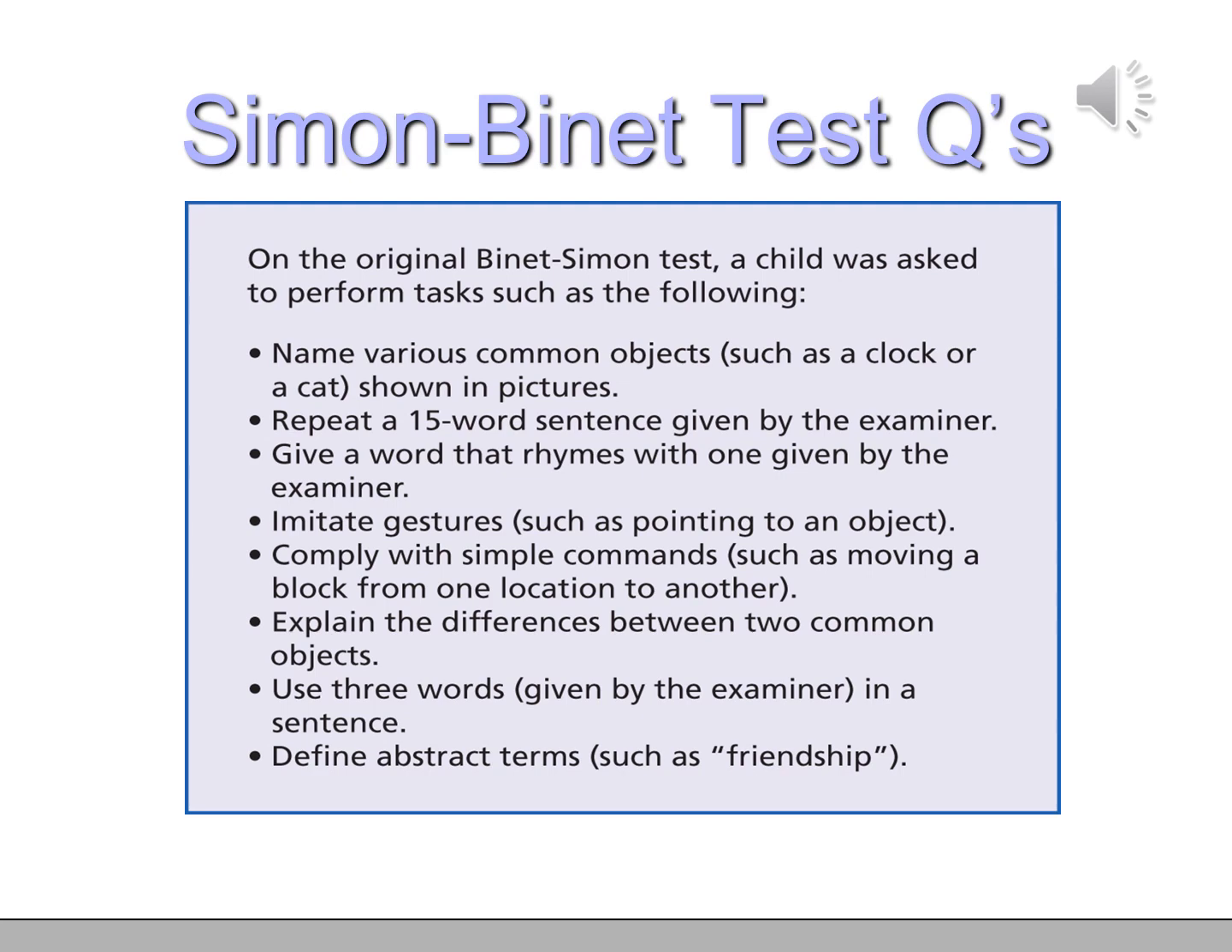In terms of the other blank, what does IQ stand for? IQ stands for intelligence quotient. Q-U-O-T-I-E-N-T.